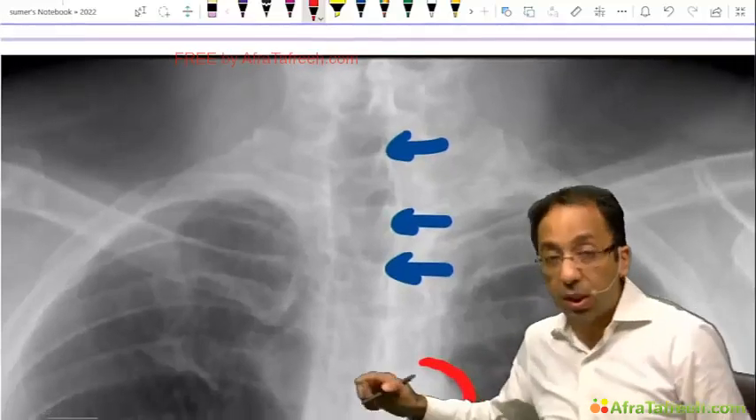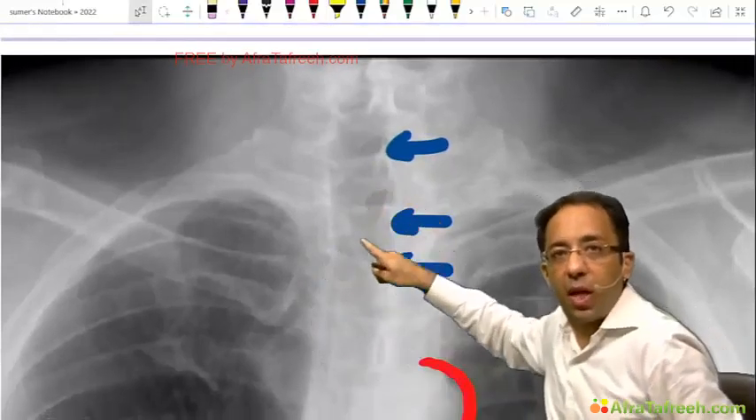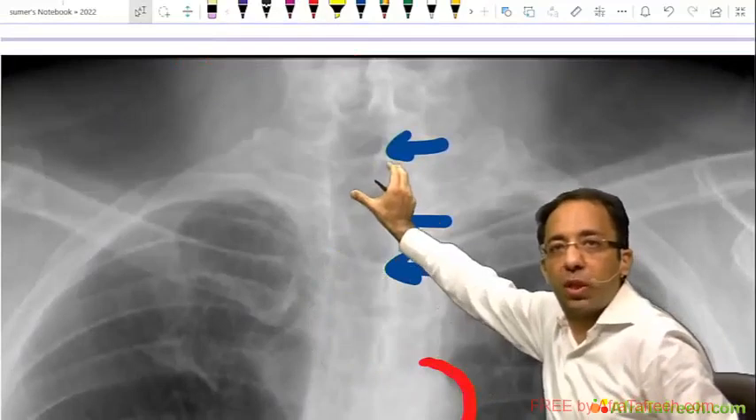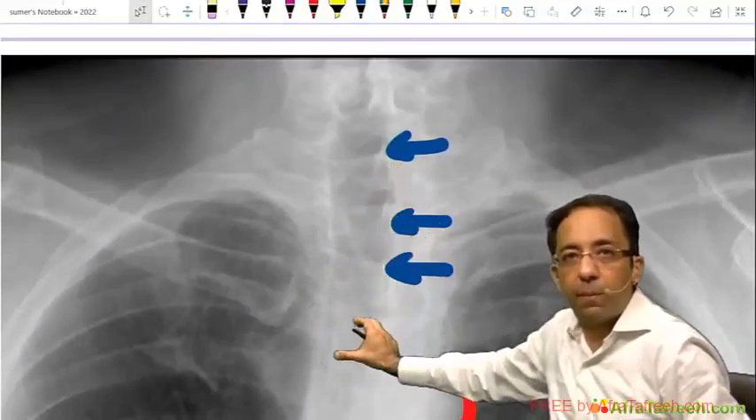Abhishek is saying he can't see the trachea. Abhishek, this dark thing, air-filled thing, can you see this tubular thing? This is the trachea. Okay, beta?